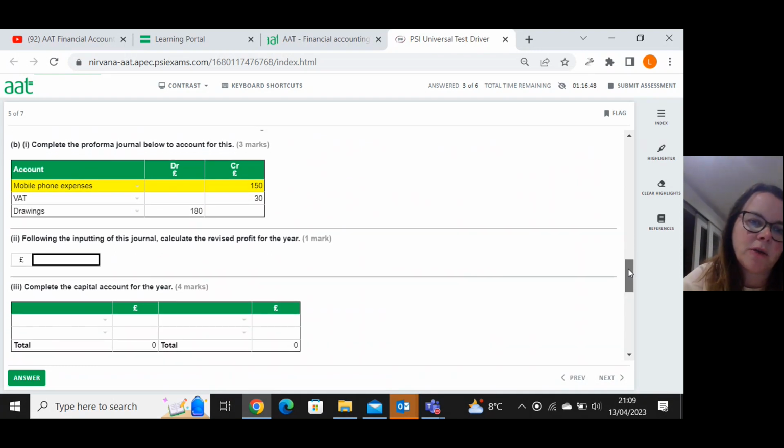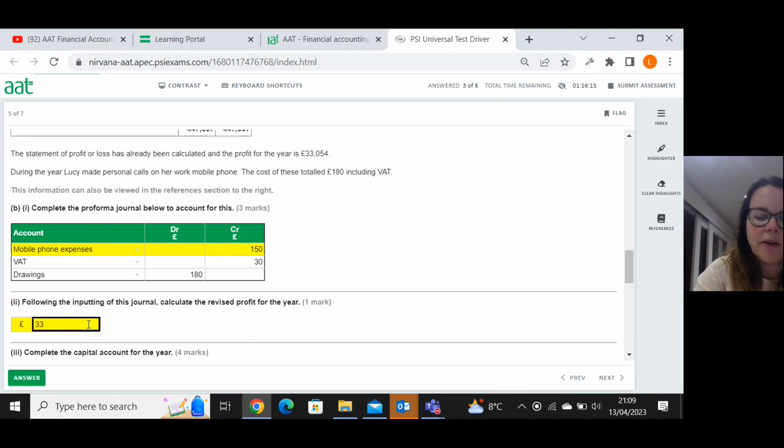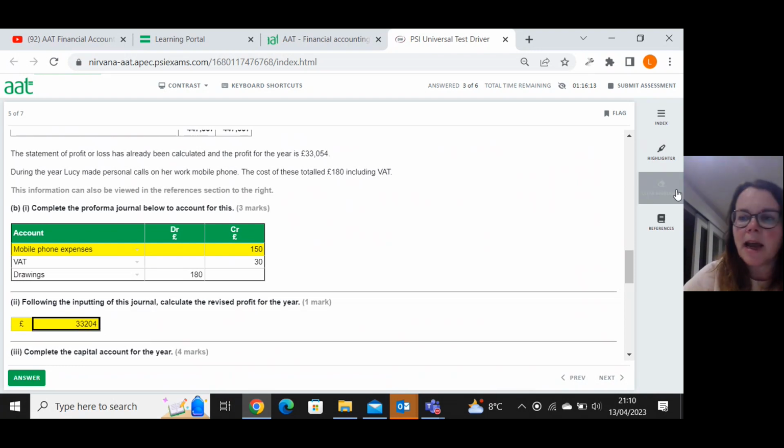Following the inputting of this journal, calculate the revised profit. Right, so we know that we had £33,054 of profit. We've just credited mobile phone expenses with £150. So previously we had subtracted that £150 to arrive at this profit figure. We're now effectively going to add that back to get a new profit figure of 33,204.